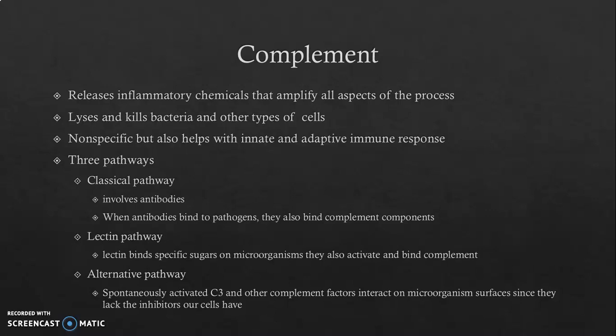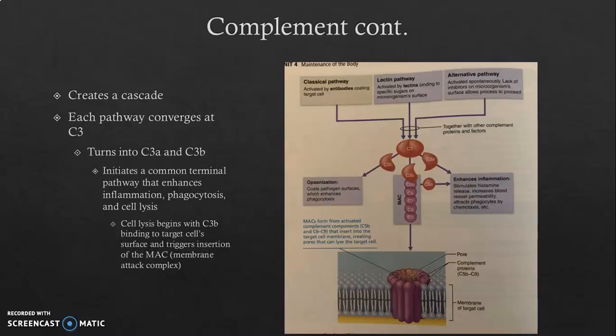And there are 3 types of pathways. The classical pathway, which involves antibodies, and these antibodies bind to pathogens, and they also bind to complement components. The lectin pathway, which binds to specific sugars on the microorganism, and they also bind to the complement. And then, of course, the alternative pathway, which spontaneously activates C3 and other complement factors, and they interact on microorganism surfaces since they lack the inhibitors that our cells have to stop them from just turning on randomly.